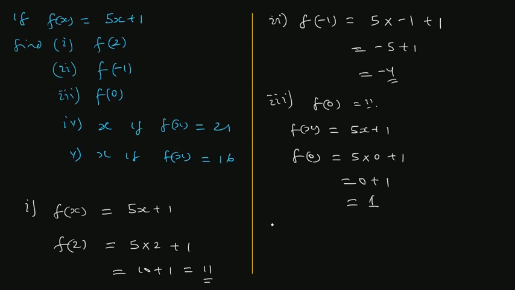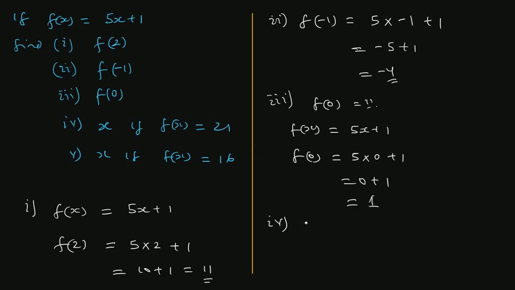Now number 4 and 5 are asking for x given the value of the function. So it's like they have given us the value in the range, so they want us to find the value in the domain corresponding to the value of 21 in the range. So we do just substitution.